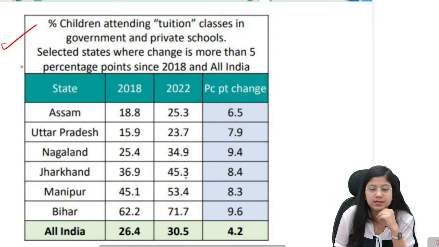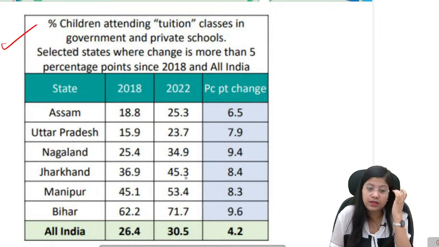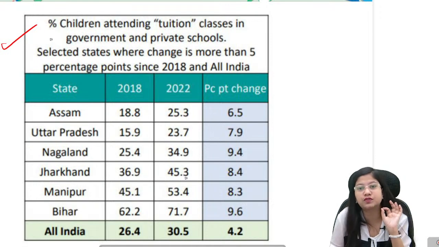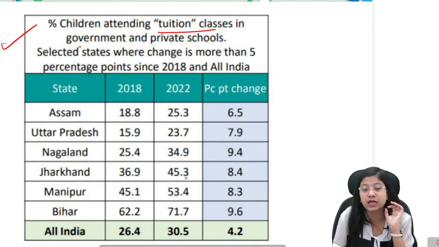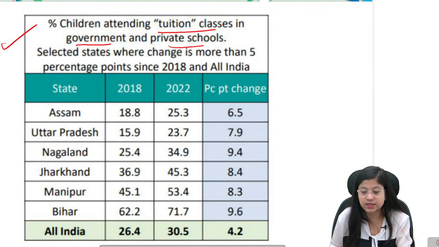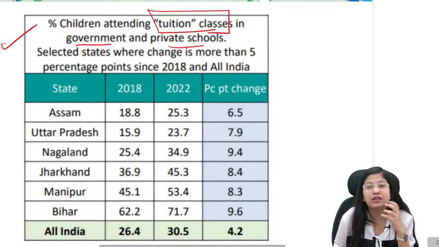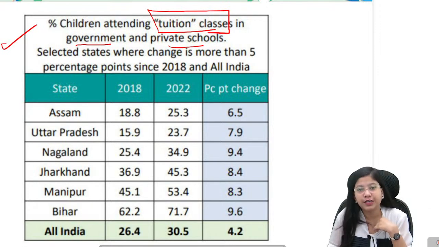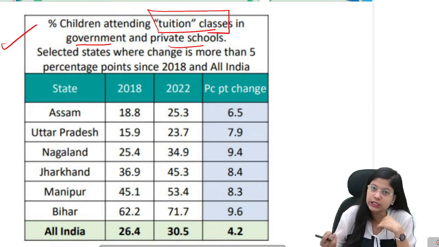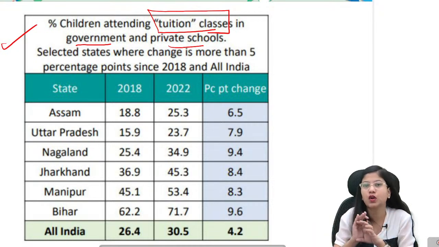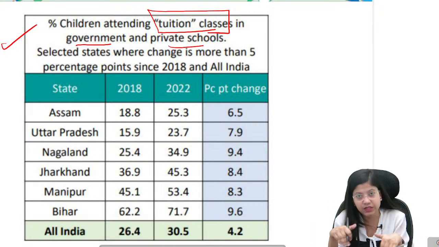So here guys, this is the last picture, the last table. It shows the percentage of children who are taking tuition classes in the government and private schools. What is the meaning of tuition classes in the government and private school? It means extra classes, okay, which are needed to improve the performance of the children in the school premises only. It is not the private tuitions. It is within the school premises.